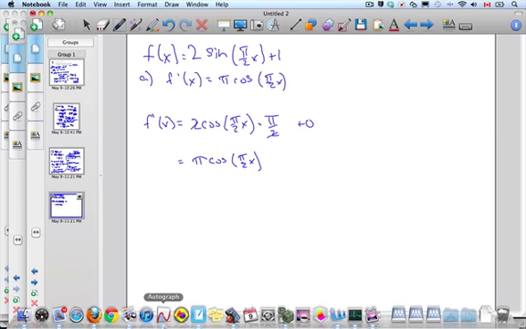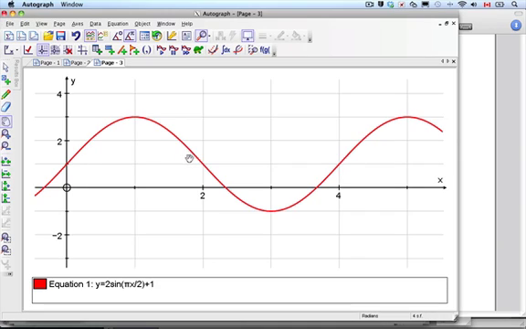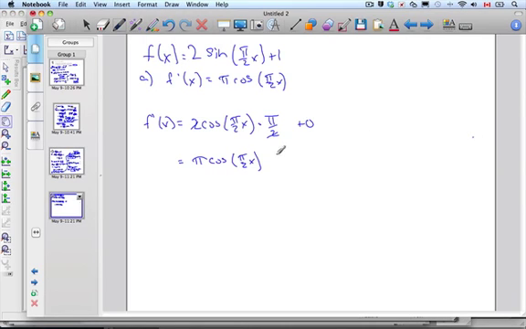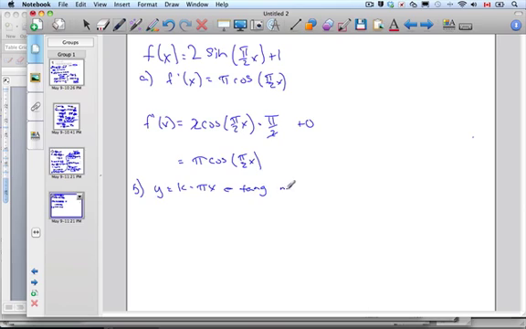Now let's see a graph of what's going on here. Here is our original function, and here is our derivative. Part b says we're told the tangent line is y equals k minus pi x, and we are asked where the tangent meets the function f of x. So what's the x value?